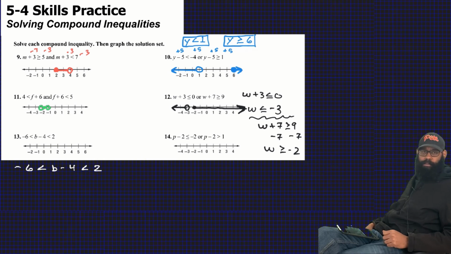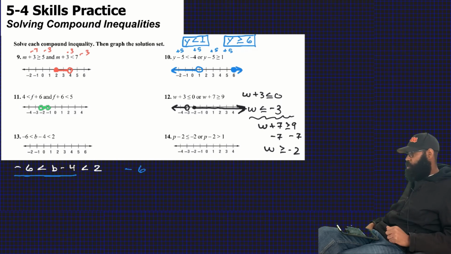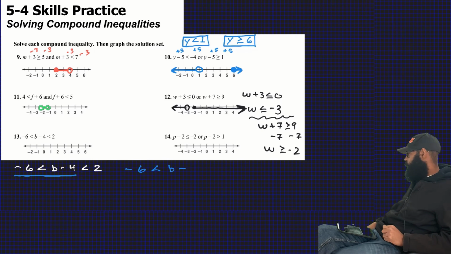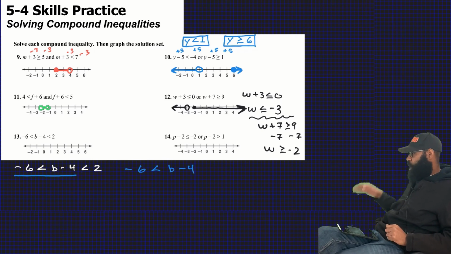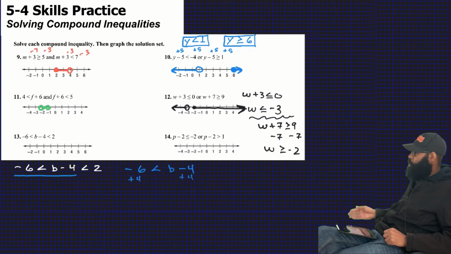Make it your own. You're doing the problem. This is how you want to do it. You see two inequalities, so do both. You got -6 is less than b minus 4. All right, that's it. Stop right there. You don't want to keep reading because if you keep reading, you're getting into the compound inequality. Let's just take care of this one inequality. Add 4 to both sides. -2 is less than b.